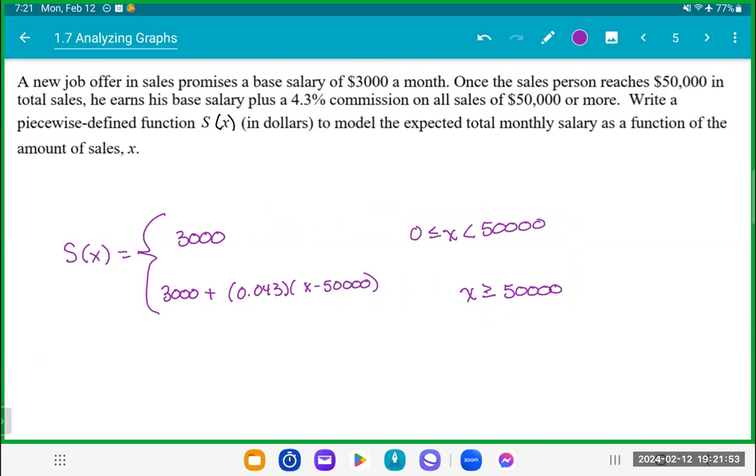And so what that means is that if I sold, let's say $60,000 worth of things, then I'm going to get my $3,000 plus 4.3% of the other $10,000, right? I don't get 4.3% on the whole $60,000 of things I sold. It's only on the things I sold above $50,000. Okay? Questions?